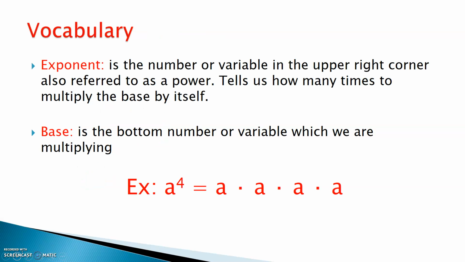Now let's get a little vocab in here first. I do need you to copy these down. We are going to use vocabulary a lot for this unit. An exponent is a number, or it can be a variable, in the upper right corner, also referred to as a power. So this 4 right here is an exponent, or we can say to the power of 4. It tells us how many times to multiply the base by itself. We see we have 1, 2, 3, 4 A's, and that A is what we call the base. It's the bottom number or variable, in this case, which we are multiplying. Take a second, copy this down. When you're ready to go, hit play.